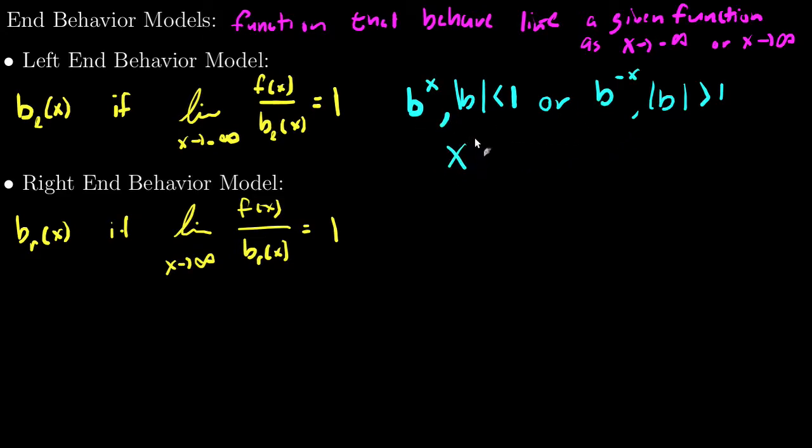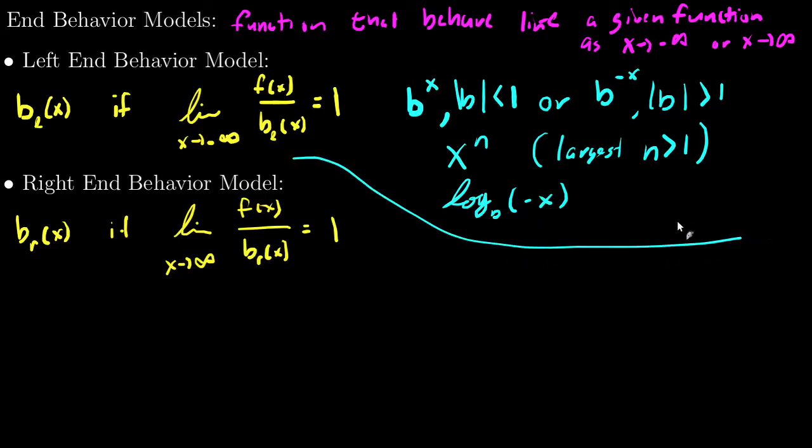After that, we have power functions with largest exponents greater than 1 first. So x to the 4th will take over for x to the 3rd. And the slowest growing to the left will be some log of negative x, so that I can actually have a value there. So that's the order we're going to go for left end behaviors: these specific exponentials, power functions, then logarithmic functions.